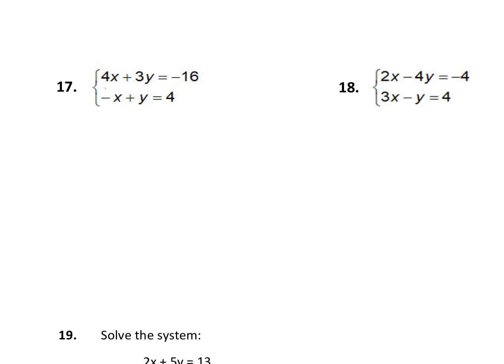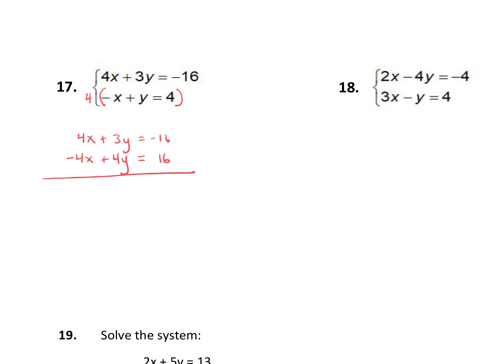So to make that happen, I'm going to multiply the entire equation by a 4, because I can see that 4 times negative x will give me a negative 4x, which will cancel with our 4x on the top. The top equation we did not need to change, so I'm just going to carry that down. 4x plus 3y equals negative 16. I'm going to distribute that negative 4, and I'm going to be careful to distribute to every single term. So negative 4x plus 4y equals positive 16.